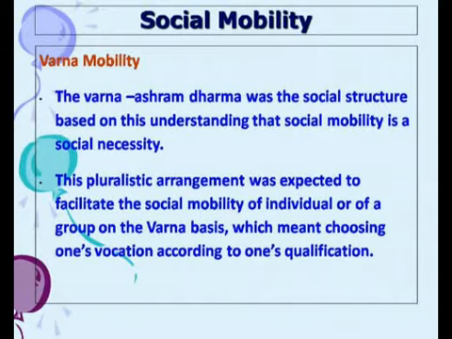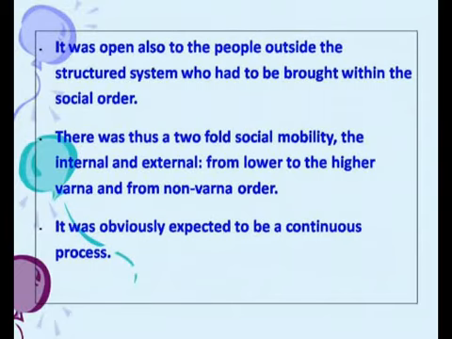This pluralistic arrangement was expected to facilitate the social mobility of an individual or of a group on the varna basis, which meant choosing one's vocation according to one's qualification. It was open also to people outside the structured system who had to be brought within the social order. There was thus a twofold social mobility, internal and external, from lower to higher varna and from non-varna order to the varna order. It was obviously expected to be a continuous process.